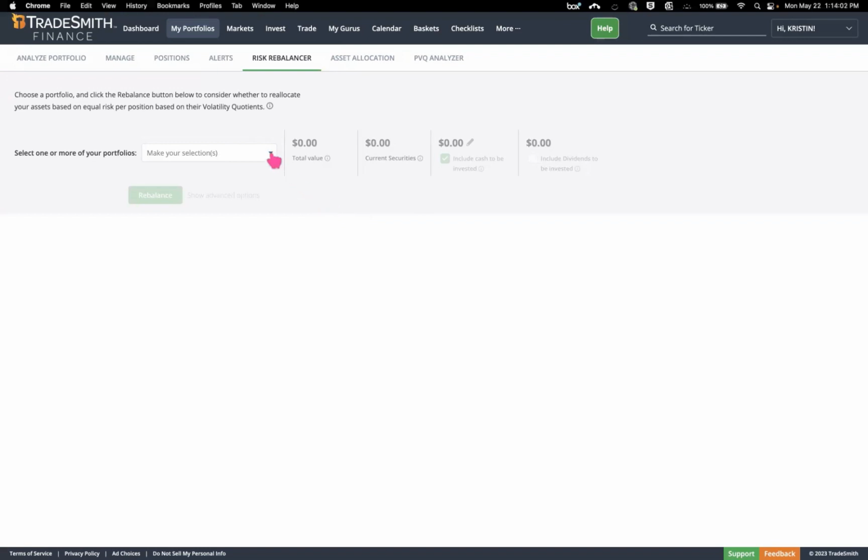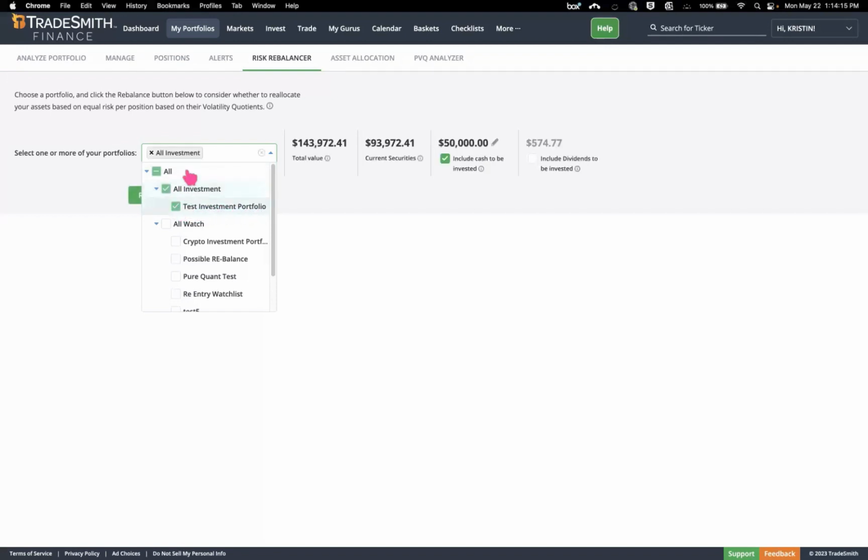So all I'm going to do is open this. I'm going to select my test investment portfolio here. I do want to let you know if you only have one portfolio here and you choose it, don't be confused when it says all investments, thinking that it chose all of it, including your watch list. It just says all investments because basically if you only have one portfolio, that's all of your investments. But we did get that question a lot, like, is it selecting everything? But it's not. It does say all investments.